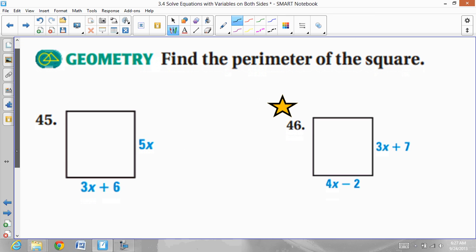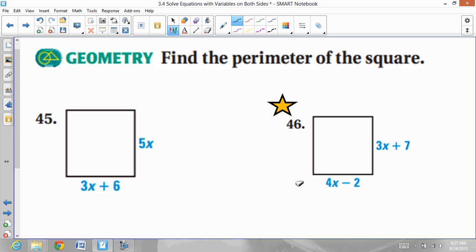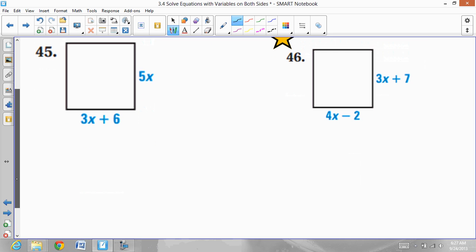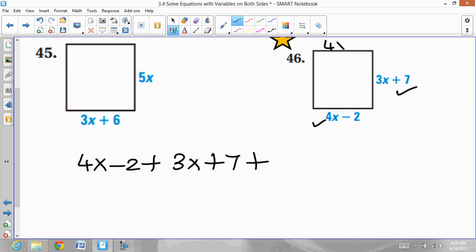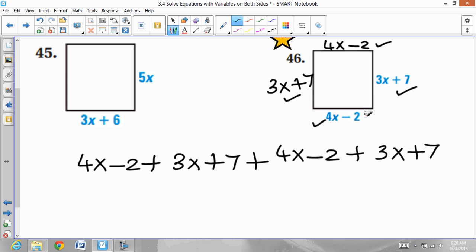Now coming to the last question, finding the perimeter of the square. They are asking you to find what the perimeter of the square is. So if you focus on question number 46, the perimeter is found by adding all the sides up. So I'm going to add this side to this side to the top side to the left side. Remember, since it is a rectangle, whatever is here is the same as here. Whatever is here is the same as here.